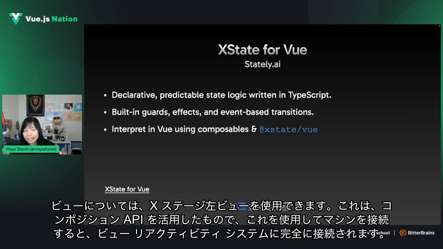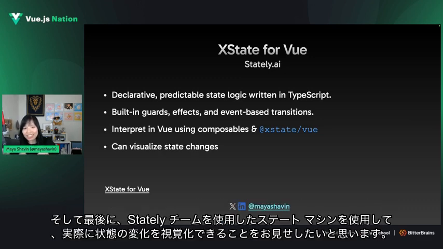And for Vue, we can use @xstate/vue, which leverages the composition API. When you plug in the machine with it, you already have it fully plugged into the Vue reactivity system.